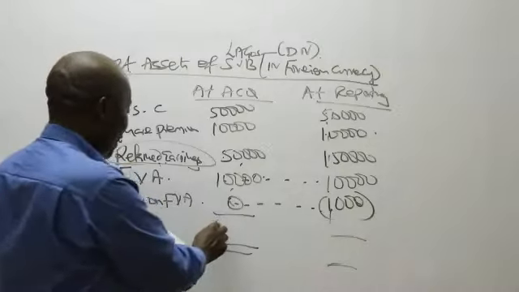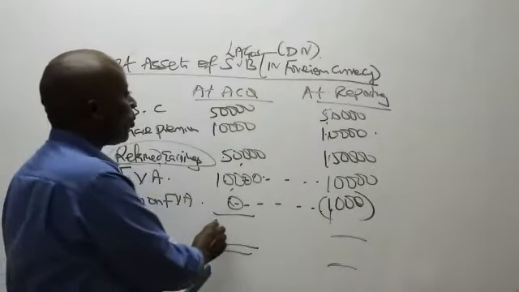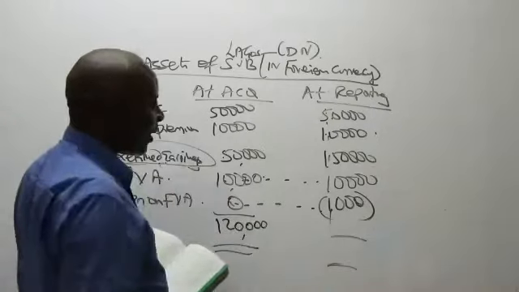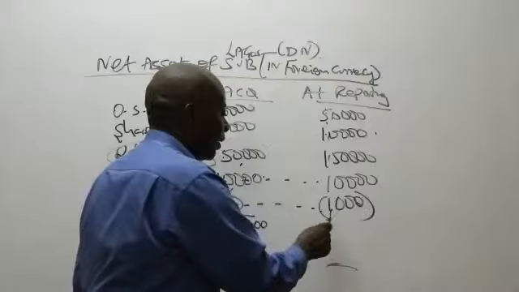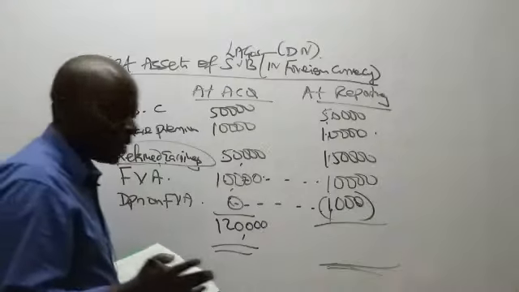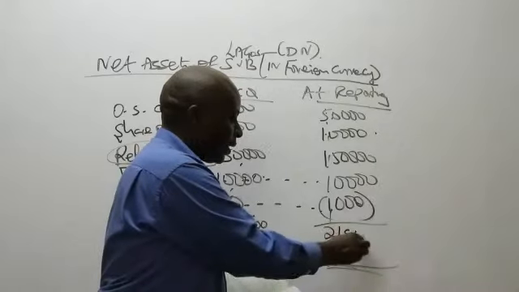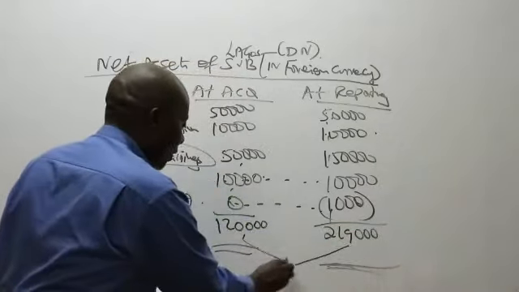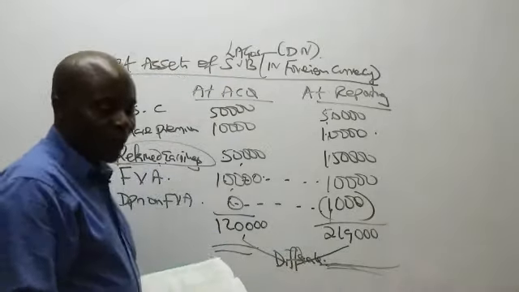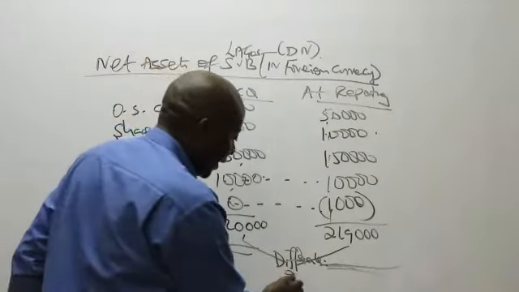How much are you getting here? Net assets at acquisition, 120,000. And this method of mine has helped many students over the years. Even those who were in section 3 of the semester, I gave them a format and they got marks and passed. This comes to 200 and what? 219,000. So could you kindly give me the difference between the two? 99,000. So I'm being given a figure of 99,000 here.